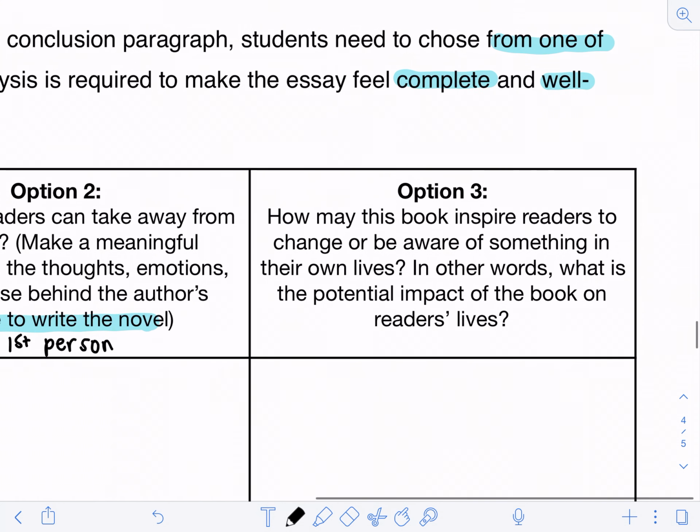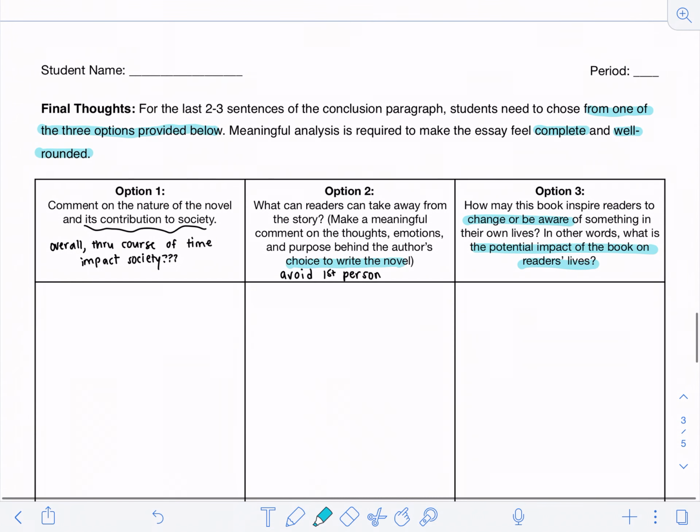Last option, number 3. How may this book inspire readers to change or be aware of something in their own lives? In other words, what is the potential impact of the book on a reader's life? When you read this book, what does the author challenge you to change or to be aware of? That does it for the conclusion paragraph.